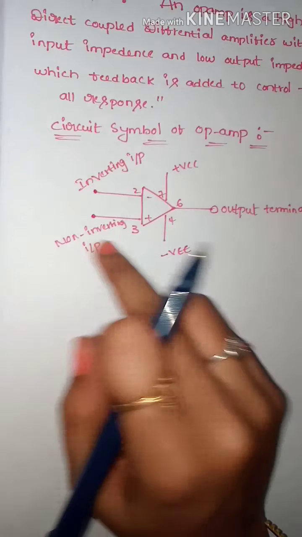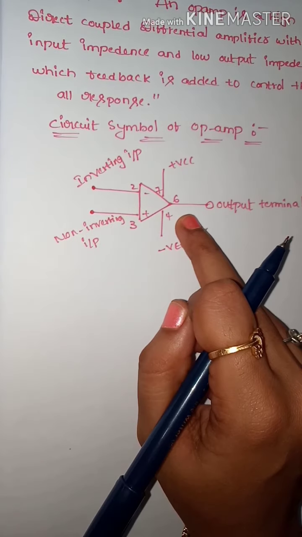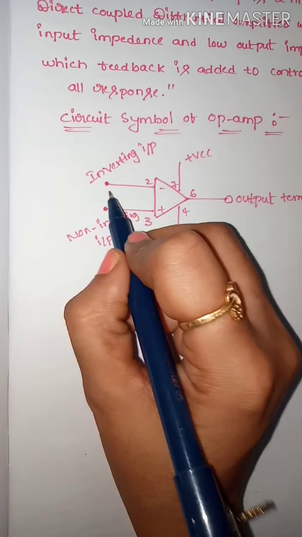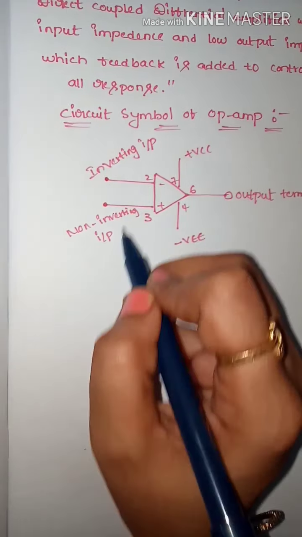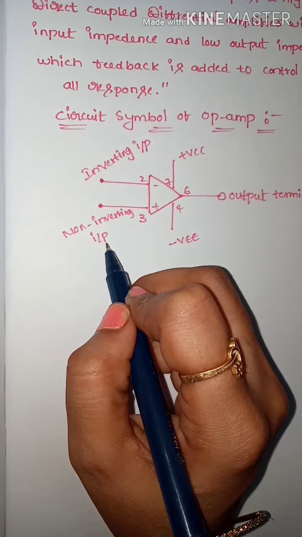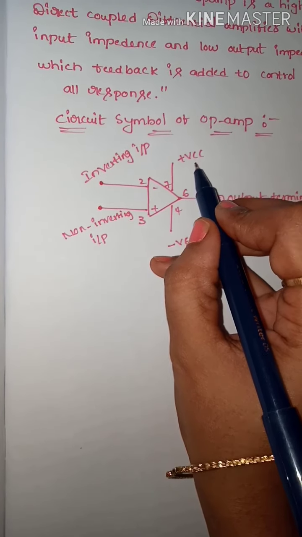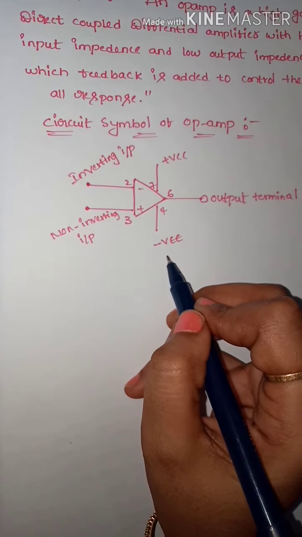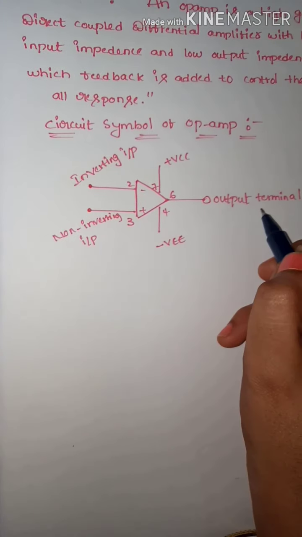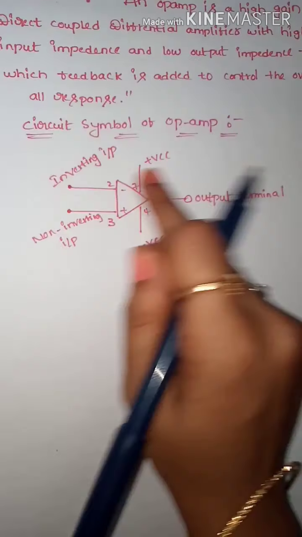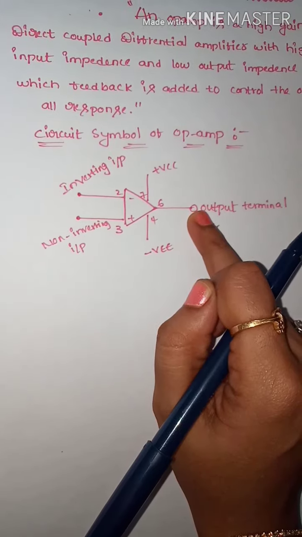Coming to the circuit symbol of the op-amp. See here, this is the circuit symbol of the op-amp. Here the second pin is the inverting input, the third pin is the non-inverting input. Plus VCC is the positive supply, minus VEE is the negative supply. The sixth pin is the output terminal. This is the circuit symbol of the op-amp.